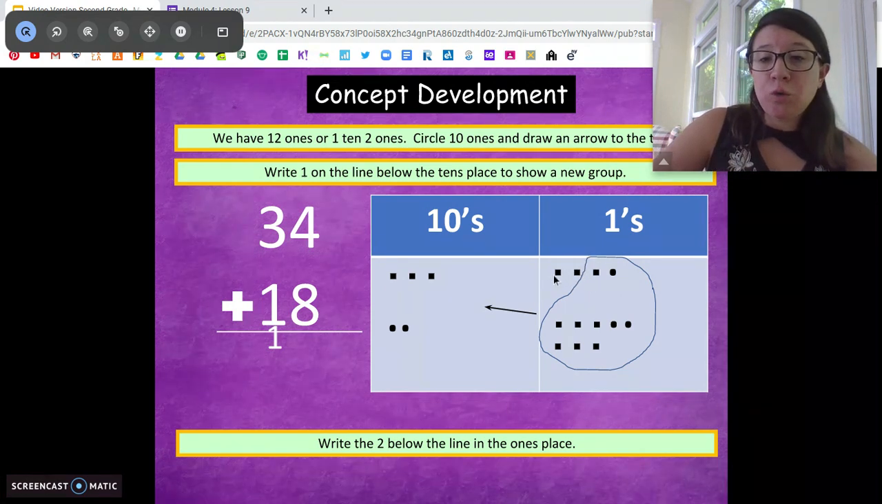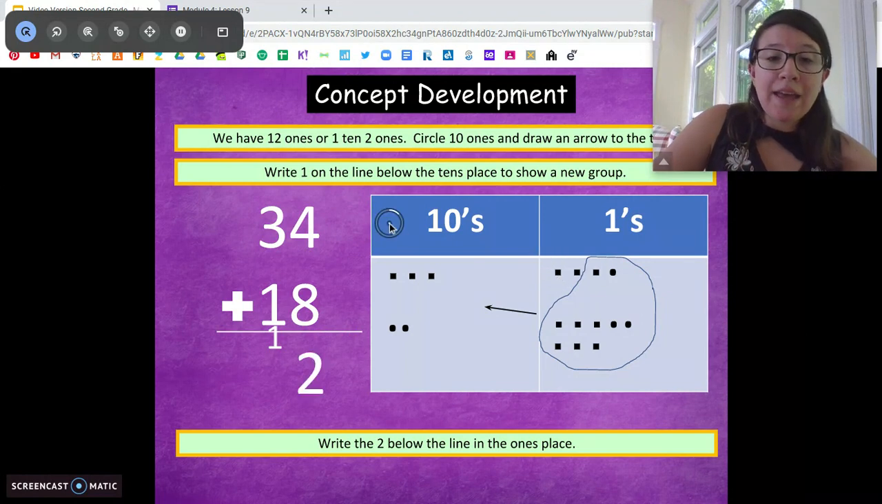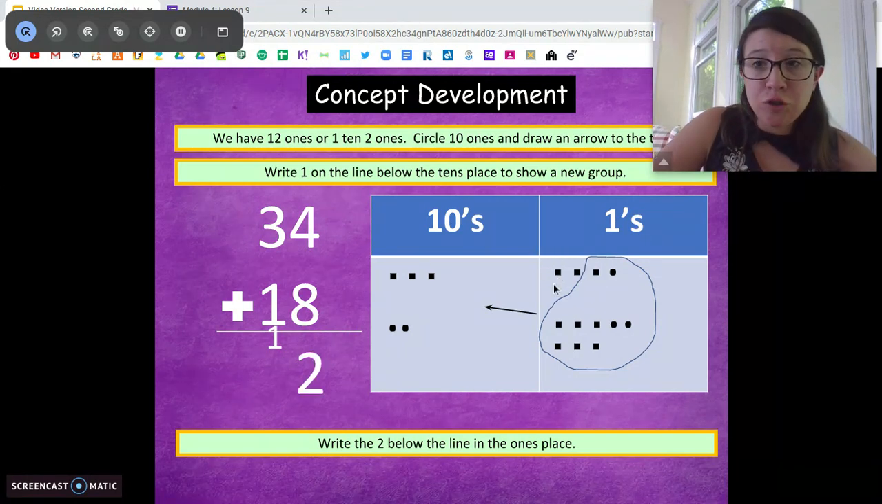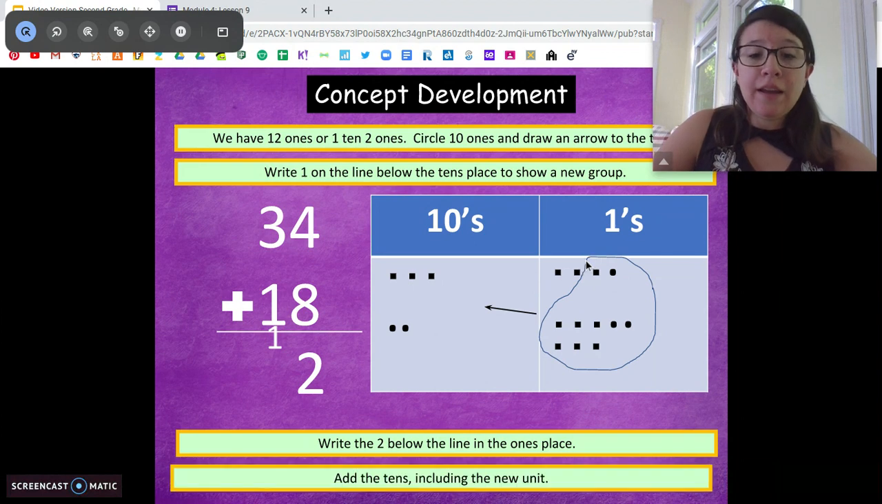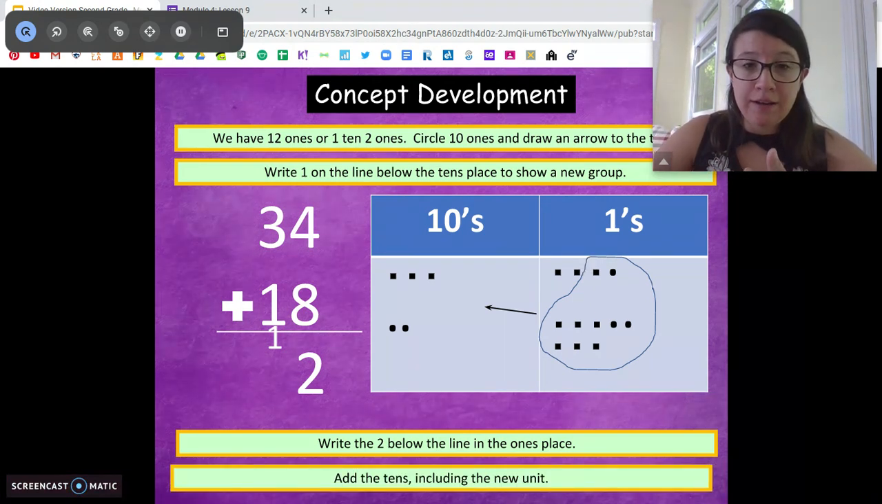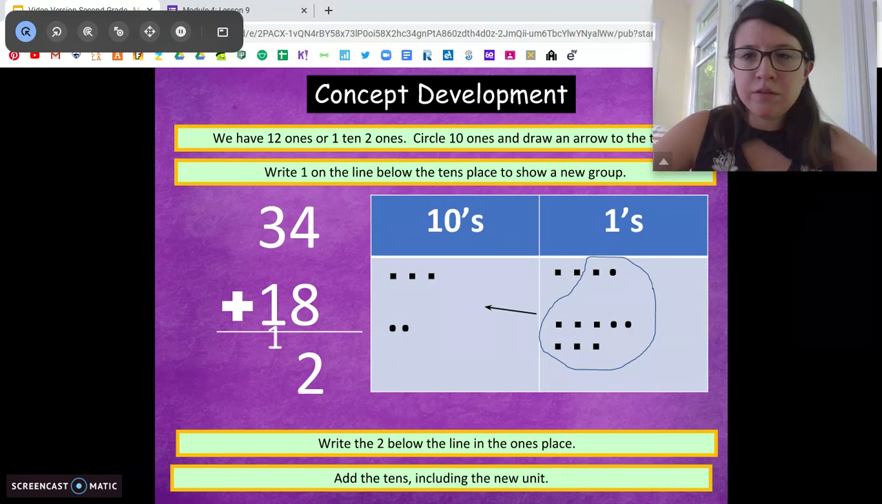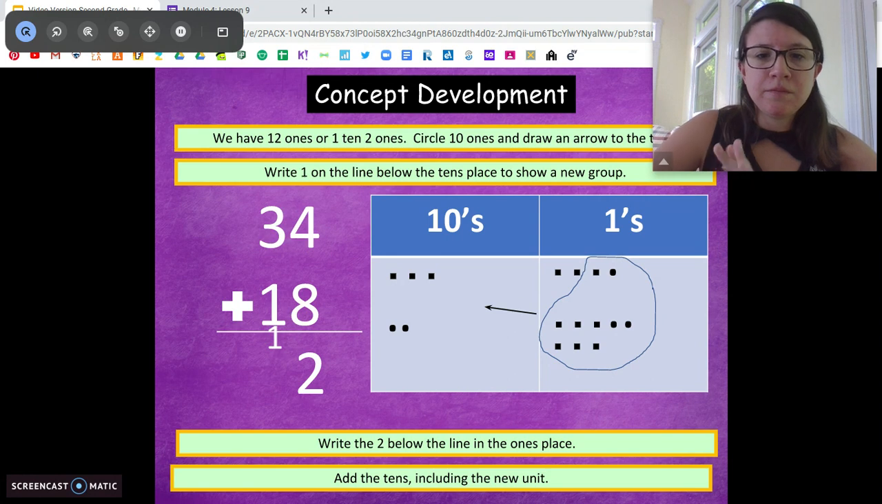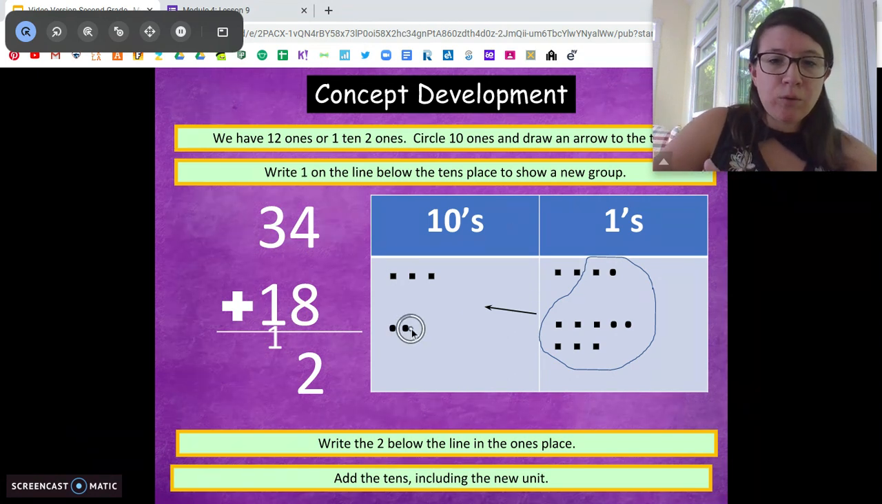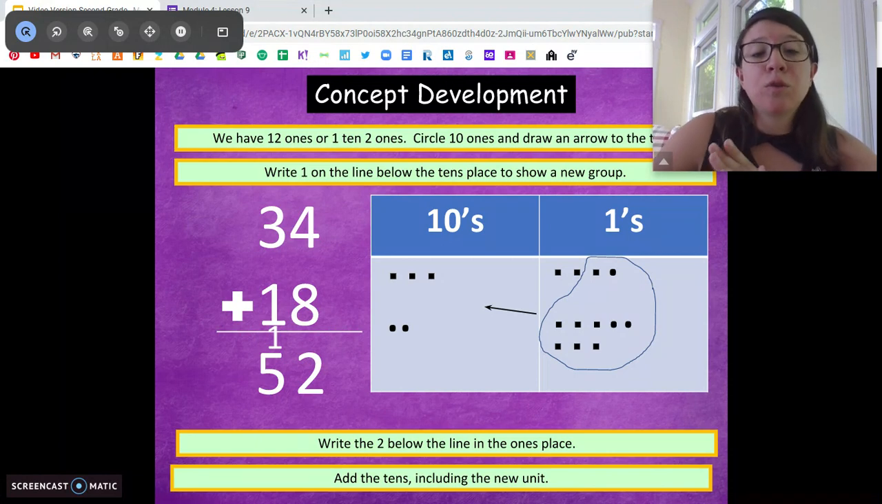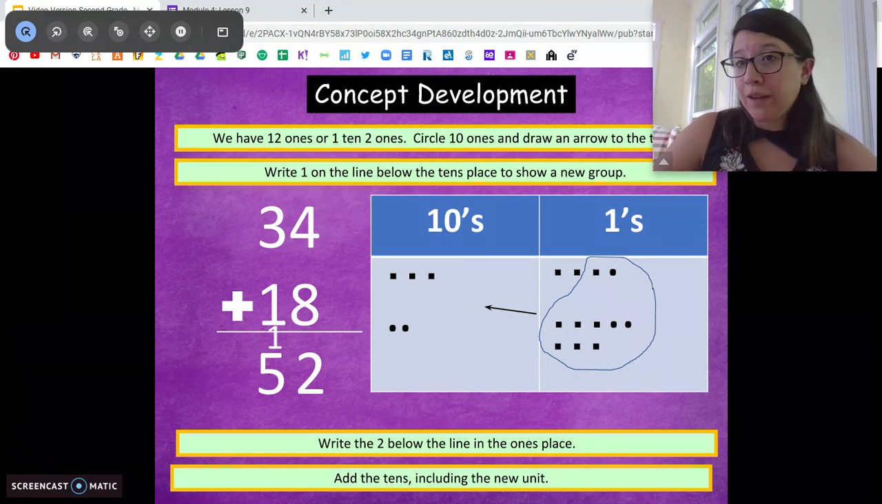I have 2 1s left over. So I'm going to add a 2 here in our 1s place because we have 2 1s left over. And then how many 10s do we have? Make sure you count that new unit that you drew over. We have 3, 4, 5. We have 5 10s. So 34 plus 18 is what?